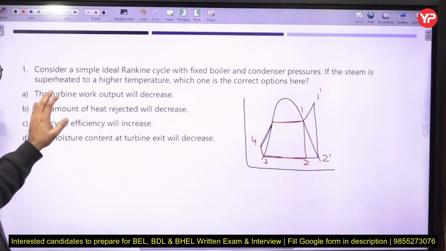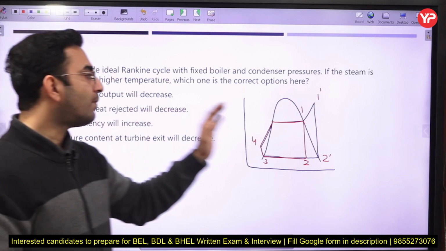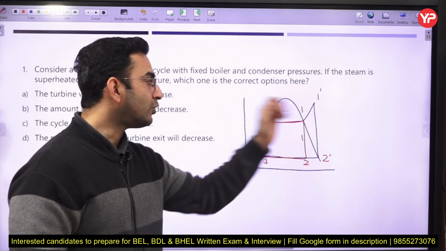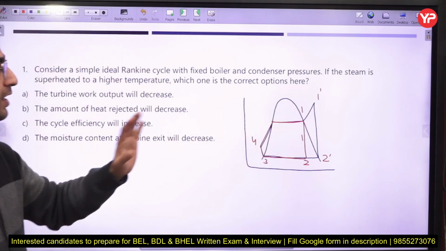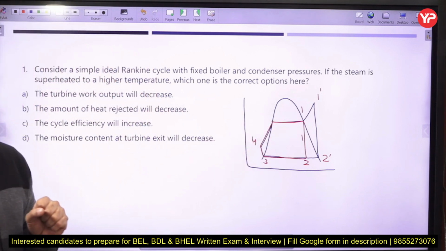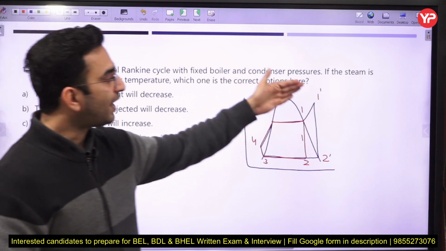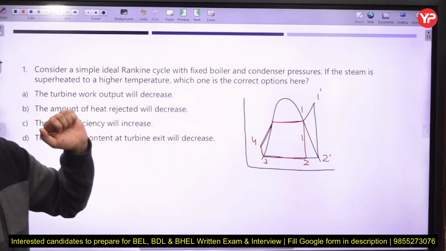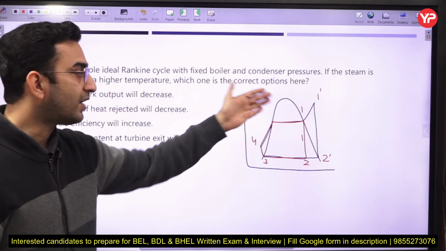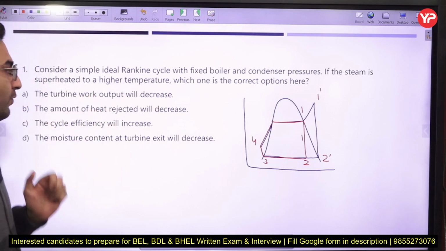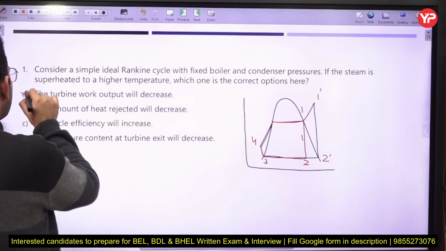The first option is that the turbine work output will decrease. If you compare the simple Rankine cycle with the superheated Rankine cycle, the work output from the turbine is going to increase, because the enthalpy change between 1 and 2 is greater in the superheated region as compared to the wet region. Therefore option A is incorrect.